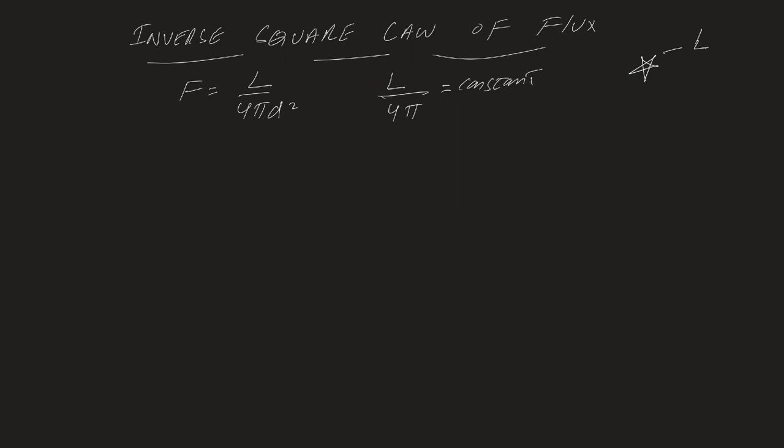So if it is constant, it means radiant flux intensity is inversely proportional to the square of the distance from the object which is receiving radiation. For example, here you have a star, and suppose this is a sphere of radius d, and here you have Earth.